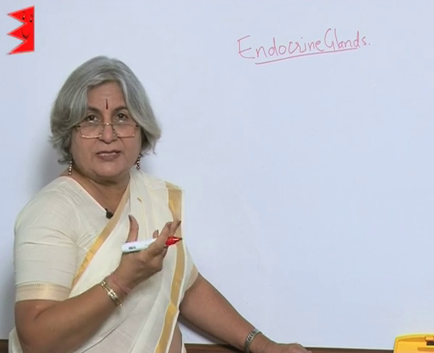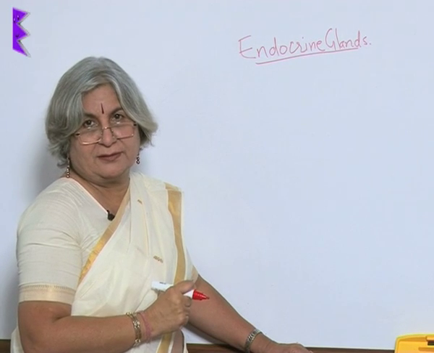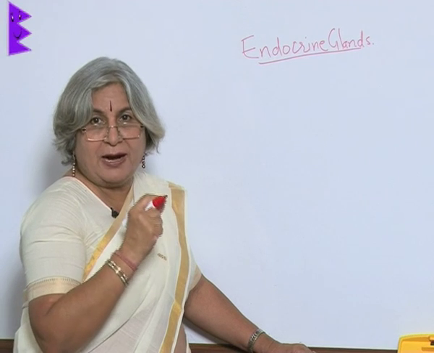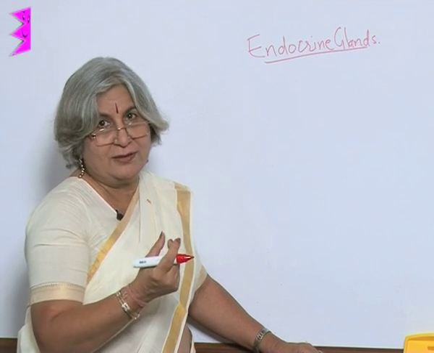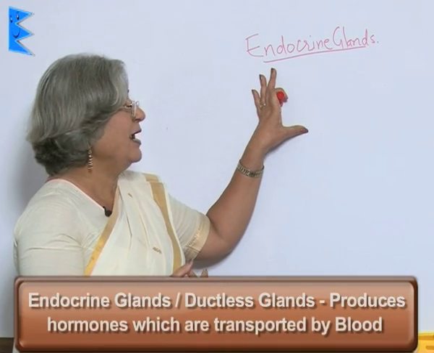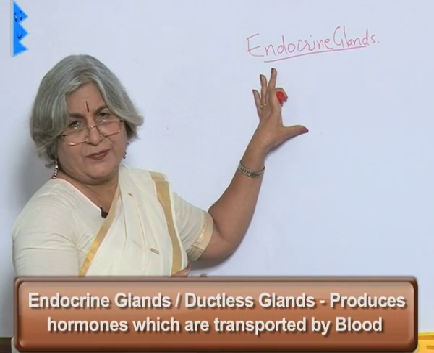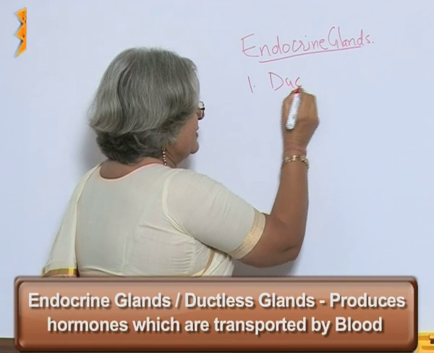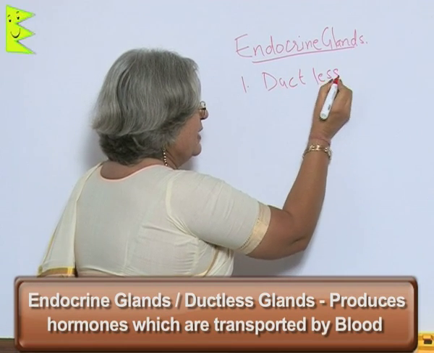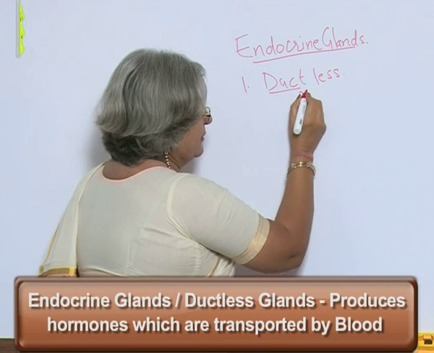Now, how are these hormones produced? Which part of our body produces hormones and what are they called? They are called endocrine glands. Commonly, they are also called ductless glands. What does that mean? There is no duct.